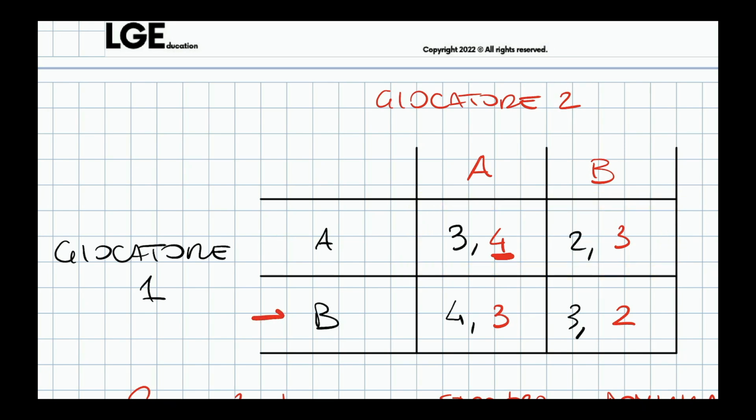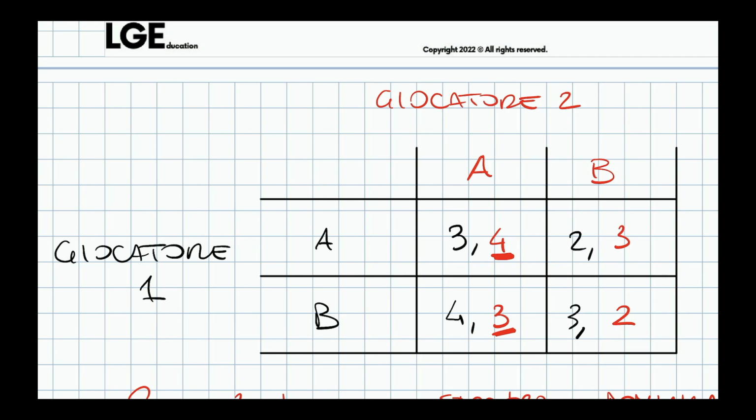Now let us assume that player 1 selects action B. Therefore, if player 1 were to choose B, what would be the outcome for player 2? What is the best move? If you choose A, you have a payoff of 3. If you choose B, you have a payoff of 2. Since 3 is greater than 2, obviously player 2 will choose A, and therefore we underline the 3.